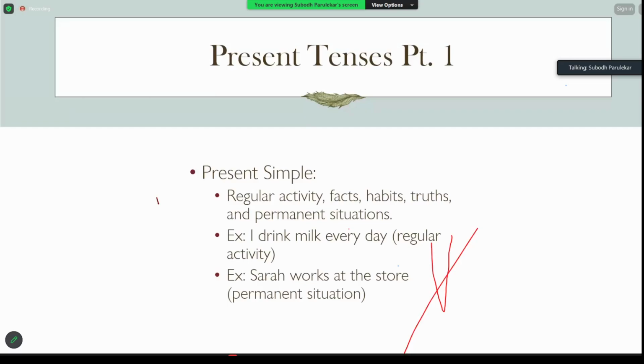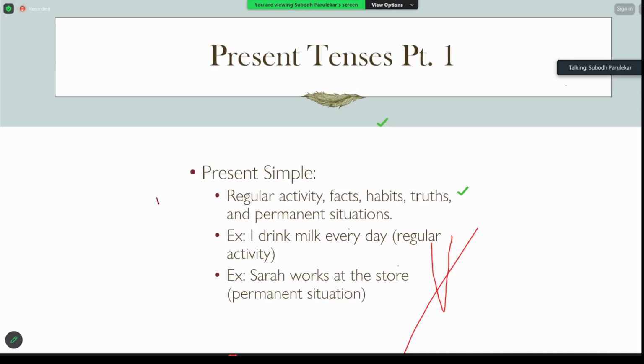So present simple. We use present simple when we are talking about regular activities, facts, habits, truths, and permanent situations. Let's look at this first example. It says, I drink milk every day. This is a regular activity. I actually don't drink milk every day. I should, but this is the statement. I drink milk every day. Because it is drinking milk every day, it is a regular activity.